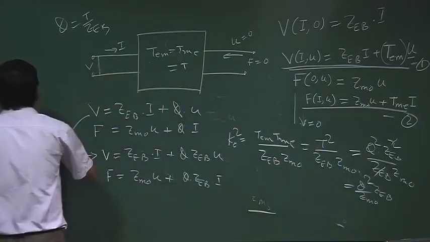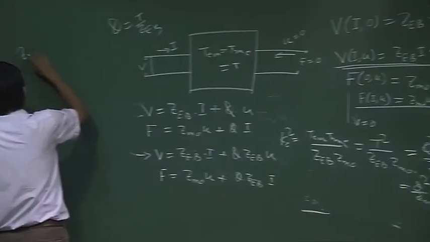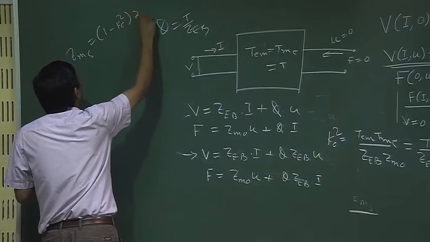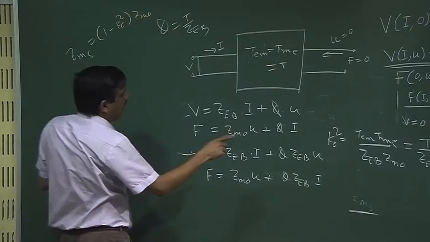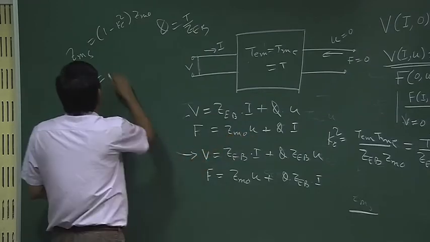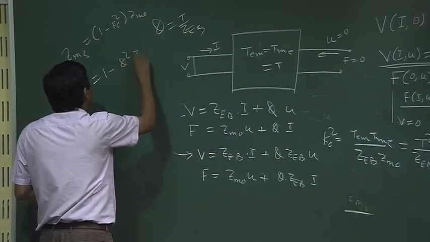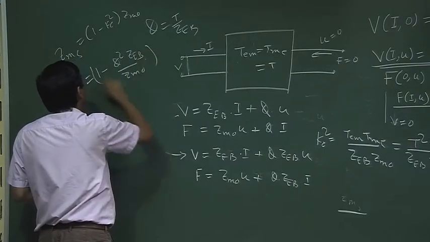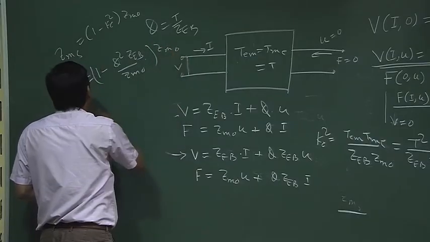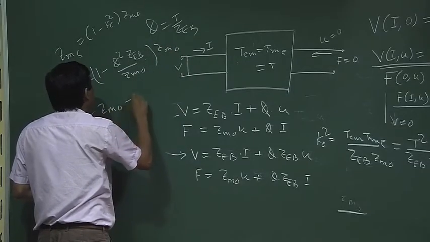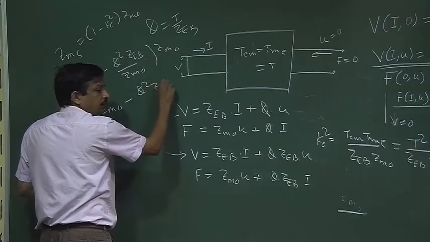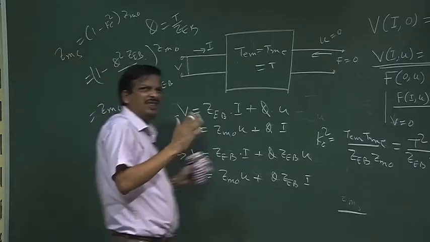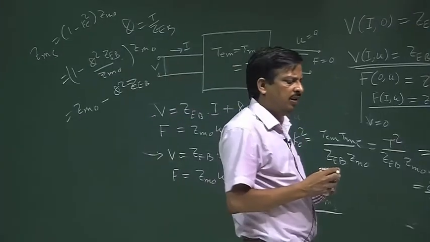So, what is the relation between ZMS and ZMO? I said ZMS is nothing but 1 minus Kc square into ZMO. Now, Kc square is nothing but phi square JdV divided by ZMO. So, it is 1 minus phi square JdV divided by ZMO, into ZMO. So, it is nothing but ZMO minus phi square JdV. This playing with the relations in mathematics we can do later on also.